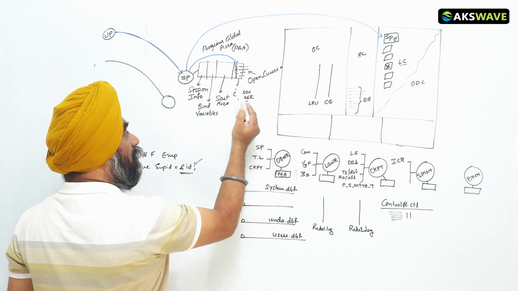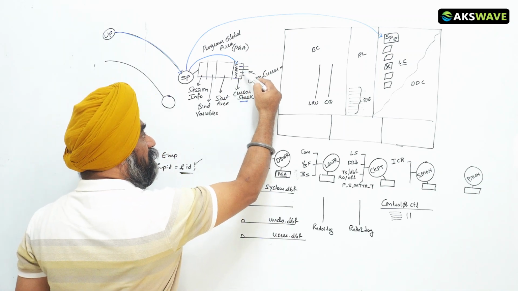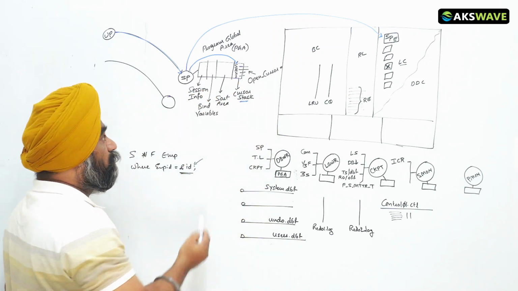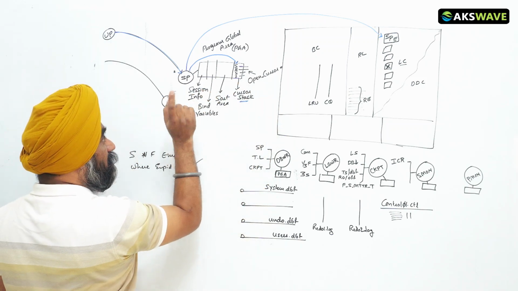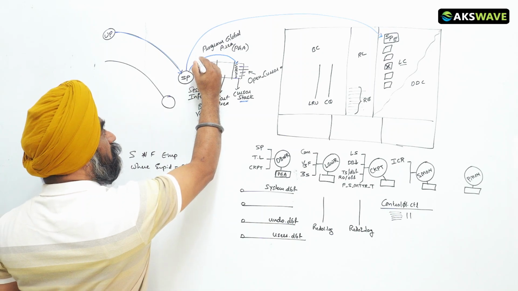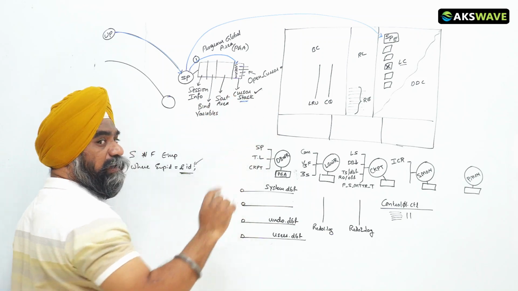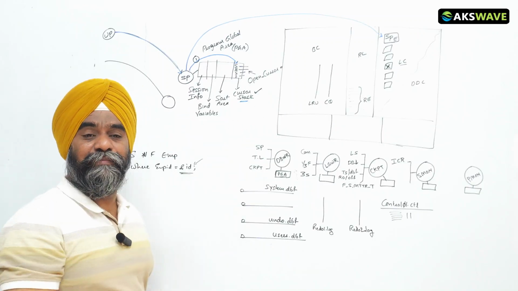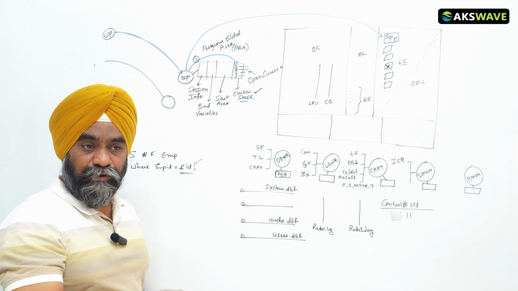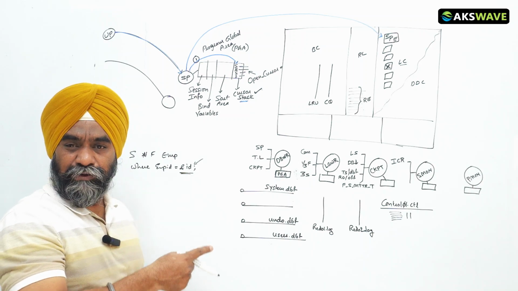If I keep it to 10, only the last 10 statements and their addresses are maintained. Every time you submit a statement, remember guys, the first check always happens in the cursor stack, locally within the PGA. Do I have the statement already executed earlier? Do I have any update?